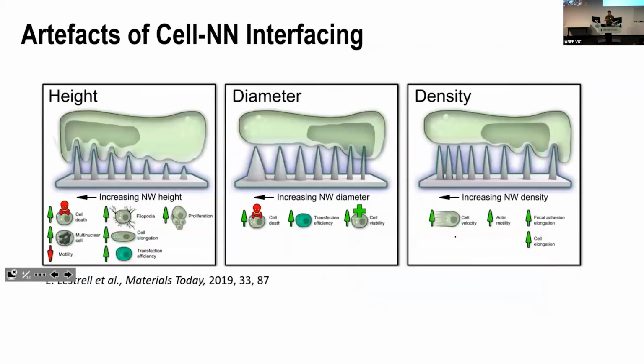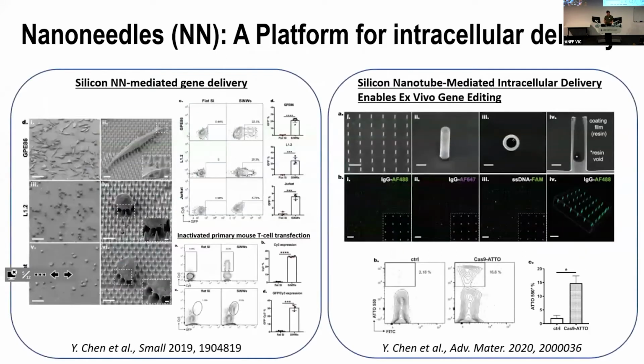So before we go into the details, how can we use these nanoneedles to influence cellular behavior and enhance the delivery or the transfection? The key lies in the cell-nanoneedle interface, where we can control the geometry or the architecture of these nanoneedles, and we can influence the cellular behavior, such as increasing the viability, the proliferation, and also the transfection efficiency. Our group has successfully fabricated silicon nanoneedles with specific geometries.